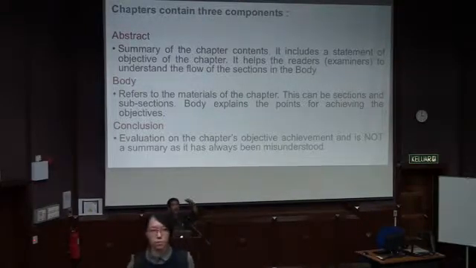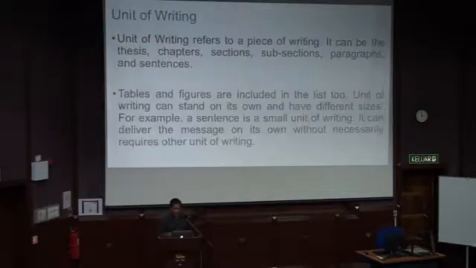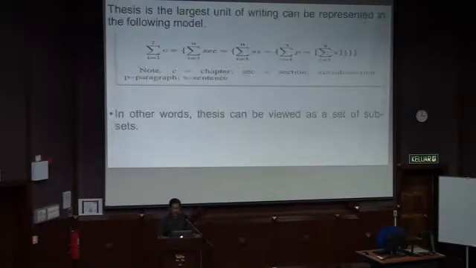So every chapter has these three components, except chapter 1 and chapter 7, if we choose 7 chapters. Okay, I show you. When you are writing, it's called unit of writing, referring to thesis, chapters, section, subsection, paragraph, and sentences. Okay, this is another model. I will go back here. Let me show you another example first.